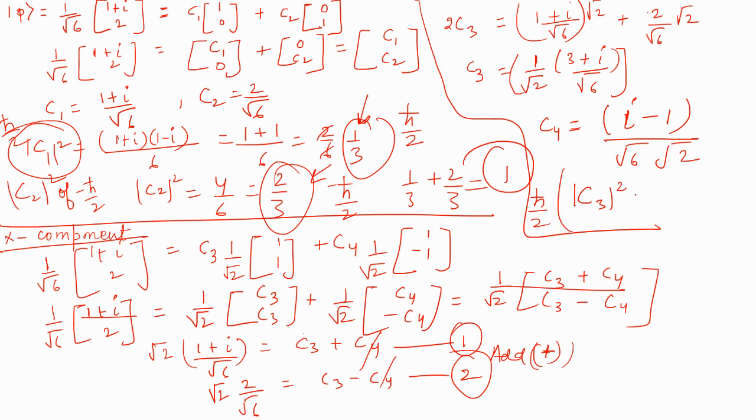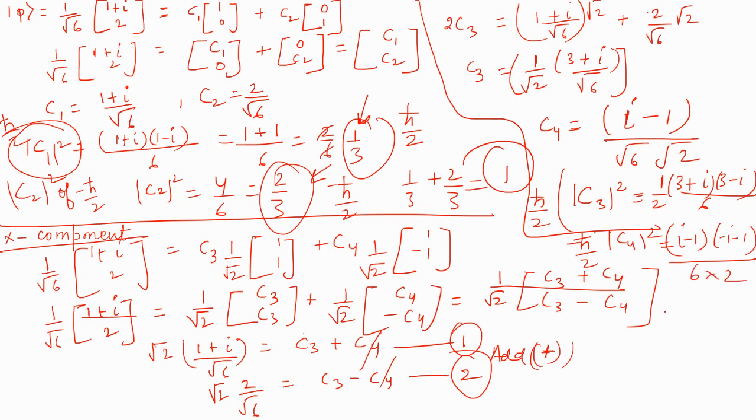square this C3 square term. So it will be 1 upon 2, (3 plus iota)(3 minus iota) upon 6. And for minus h cross by 2, you need to square this C4 square term. So (iota minus 1)(minus iota minus 1) upon 6 into 2.